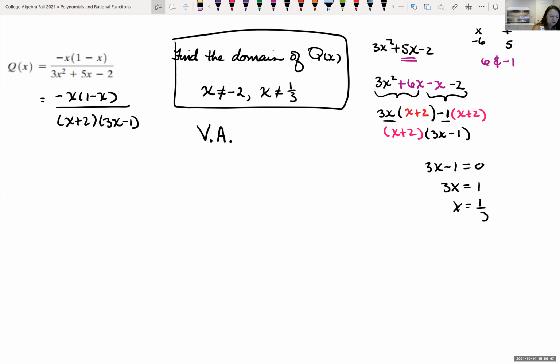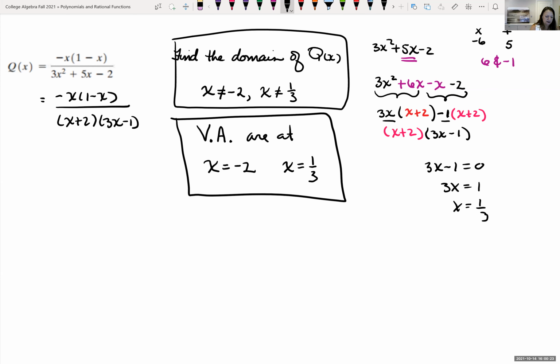So our vertical asymptotes are at, so you need to be careful here. When you're writing your vertical asymptote or your horizontal asymptotes, those are equations, those are lines. And so if a vertical asymptote, remember vertical equations are in the form x equals. And so when we write these asymptotes, don't forget to put the x or the y depending on which one it is. So this is x equals -2 is a vertical asymptote, and x equals 1/3 is a vertical asymptote. And so we have two vertical asymptotes on this.